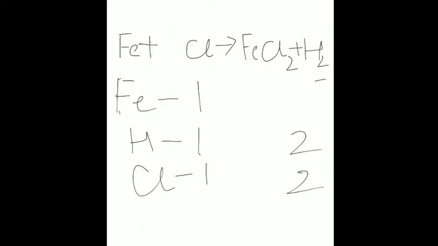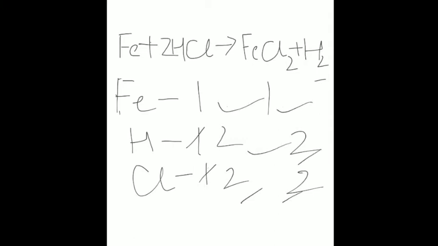This is the plus sign, and then 2HCl. Now what changes will be there? Iron is 1 here, right? So when you write 2, this also becomes 2 and this also becomes 2, hence the equation becomes balanced. Now, is that clear? You can take some other examples as well.